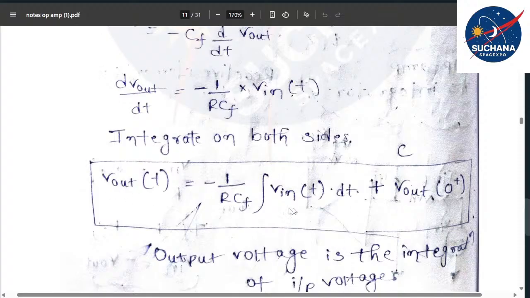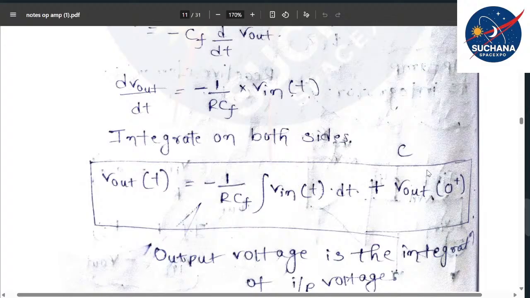So this is the final equation. V out of t is equal to minus 1 by R into CF into integration of V in of t into dt. Again, I am explaining the terms in this equation, where V out of t is the output voltage, the output waveform that we obtain, R is the resistance, CF is the feedback capacitance, and V in of t is the input signal. And we are integrating with respect to t. So this is the final equation we obtained.